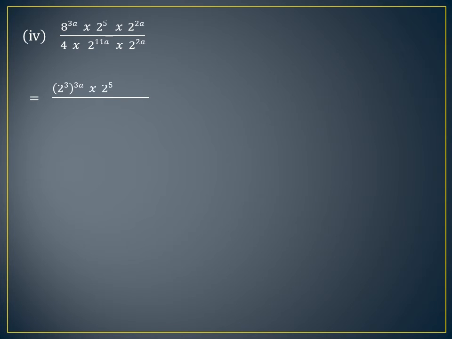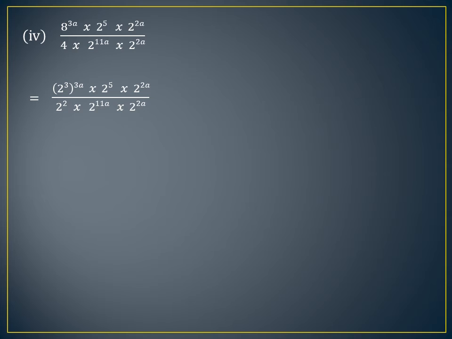So 8 can be written as (2 raised to 3) the whole raised to 3a into 2 raised to 5 as it is into 2 raised to 2a upon, now 4 also can be written as 2 raised to 2, into 2 raised to 11a into 2 raised to 2a. Now the reason behind making all the bases as 2 is that now all the bases will be the same, so we can apply the different laws of indices to solve it further.